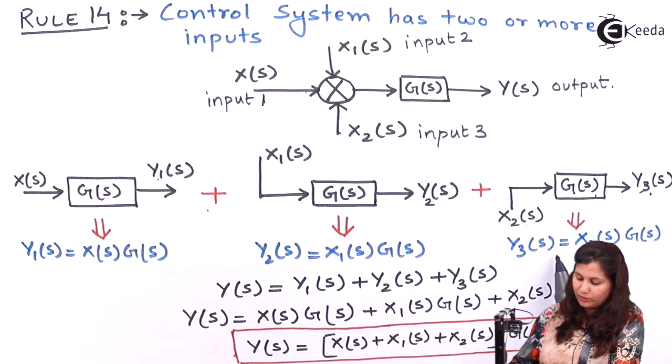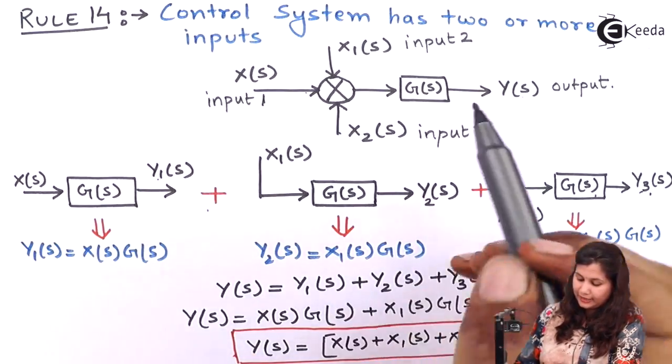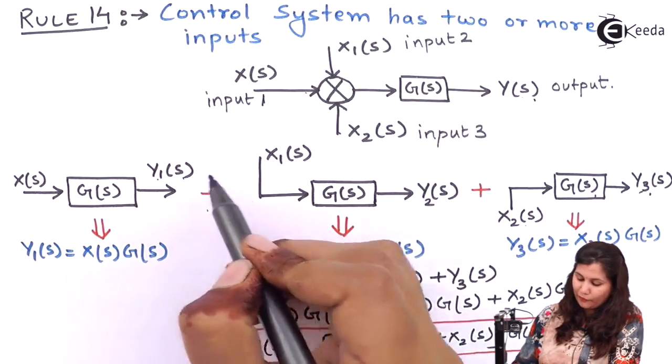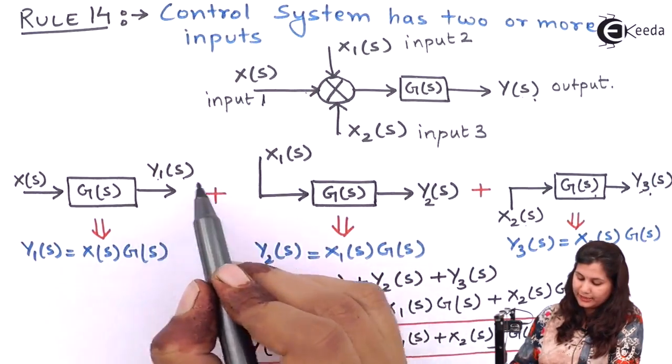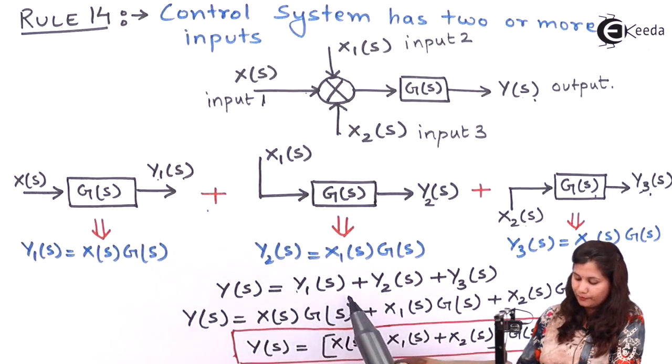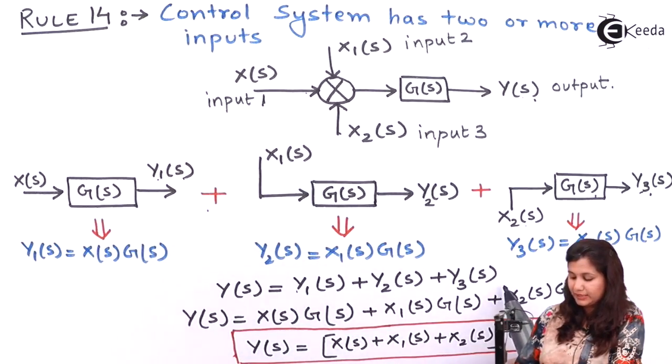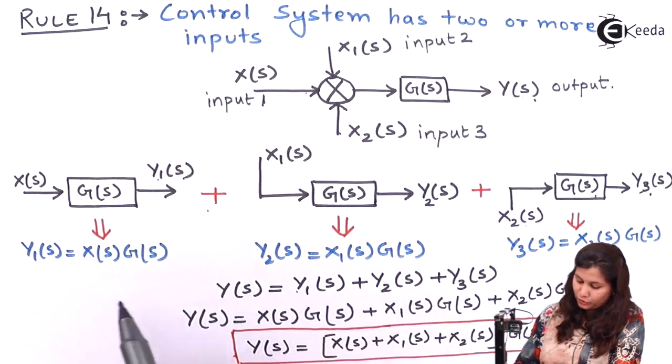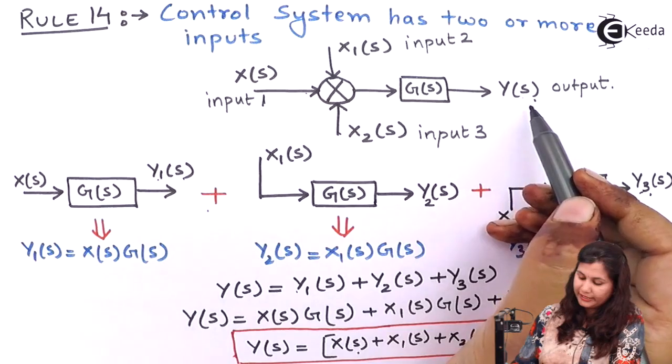So these 3 equations we are getting, and this output is the sum of these 3 outputs, that is Y1s, Y2s and Y3s. So Ys is equal to Y1s plus Y2s plus Y3s. So put the value of these 3 outputs, you will get Ys equal to Xs, X1s, X2s and Gs as common. So the same output we are getting here.